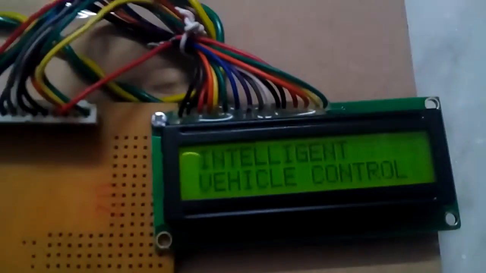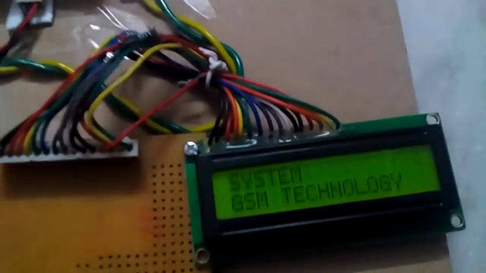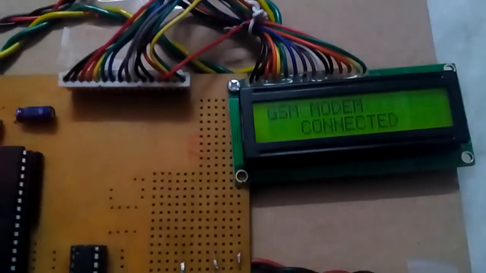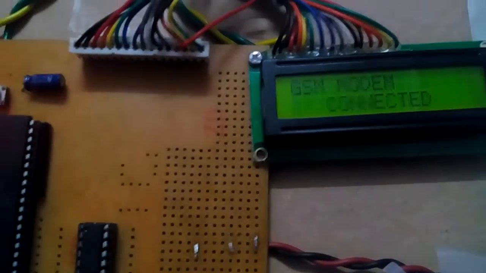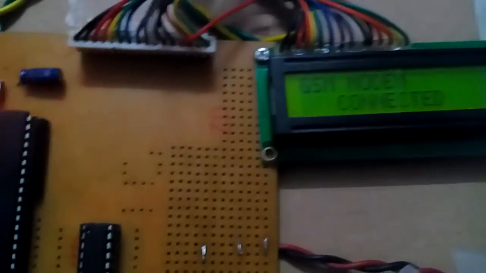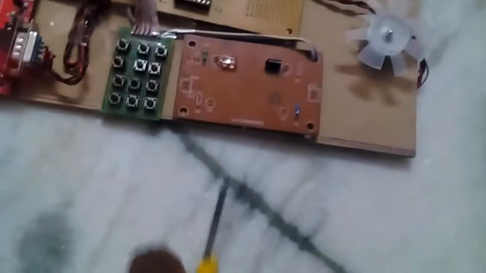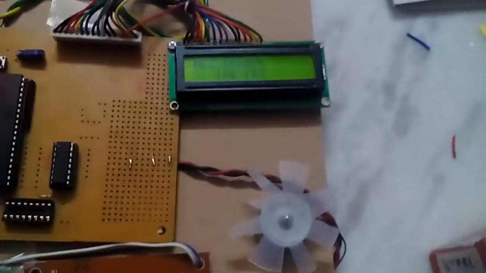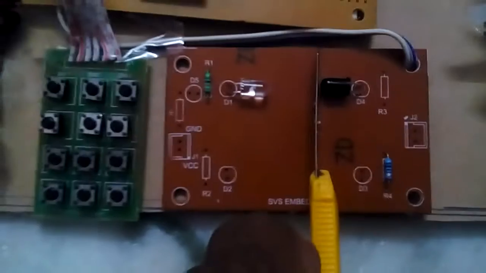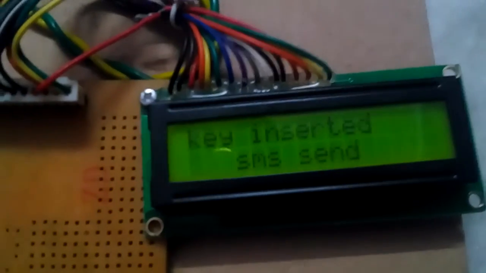Let us come to the power. When we insert the power, it shows Intelligent Vehicle Control System and GSM technology. First it says please connect the GSM modem, and now the GSM modem is connected. It sends an SMS to the predefined mobile number stored in the microcontroller. Then it asks to insert the key. Key inserted. If the key is inserted, the OTP password will be sent to the authorized mobile number stored in the microcontroller. The password given is 1 2 3 4.